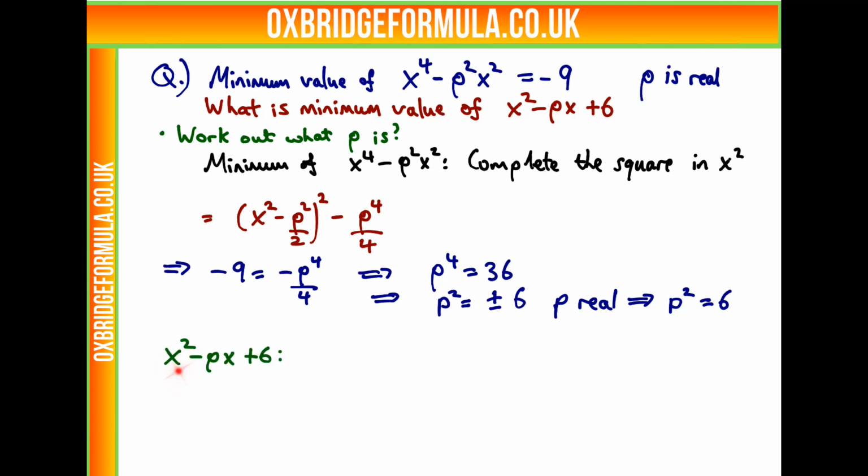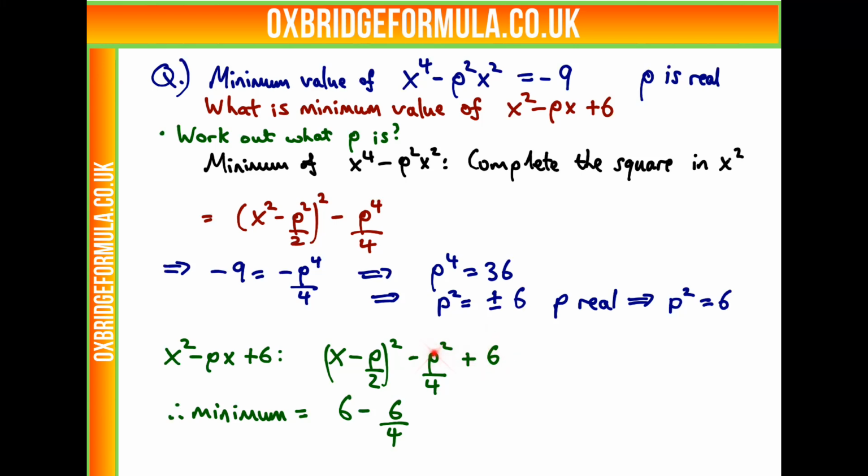We've got x squared minus px plus 6. Let's work out the minimum value of this, and by maybe completing the square again. Complete the square, you get x minus p over 2, all squared minus p squared over 4, plus 6. So we know the minimum value of this expression occurs when x is p over 2, and the minimum value is exactly 6 minus p squared over 4. But we know, since p squared is 6, this is precisely 6 minus 6 over 4. Simplifying this down gives us 4.5. So our answer is E.